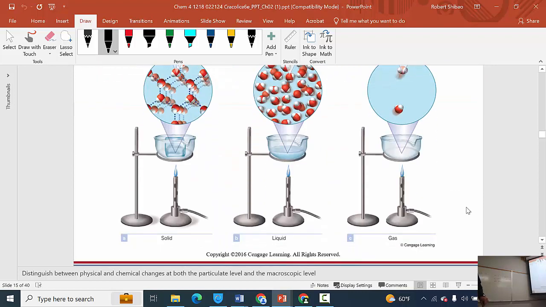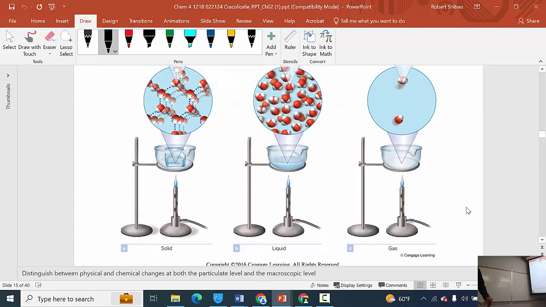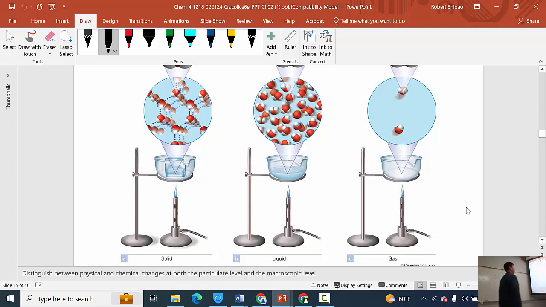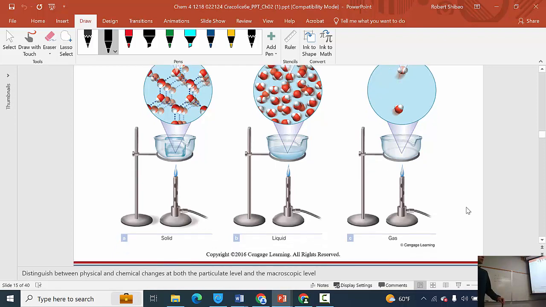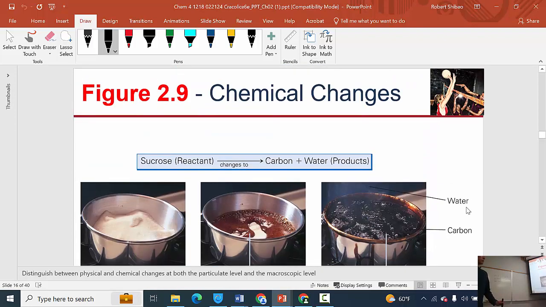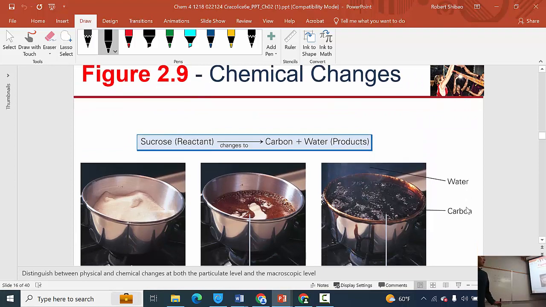These are examples of physical change because water stays water, you know. These are water molecules just in different degrees of freedom. Degrees of freedom meaning you can do different things, but they're still water molecules. And so they can taste like water. They're going to behave like water. However, this would be an example of a chemical change.